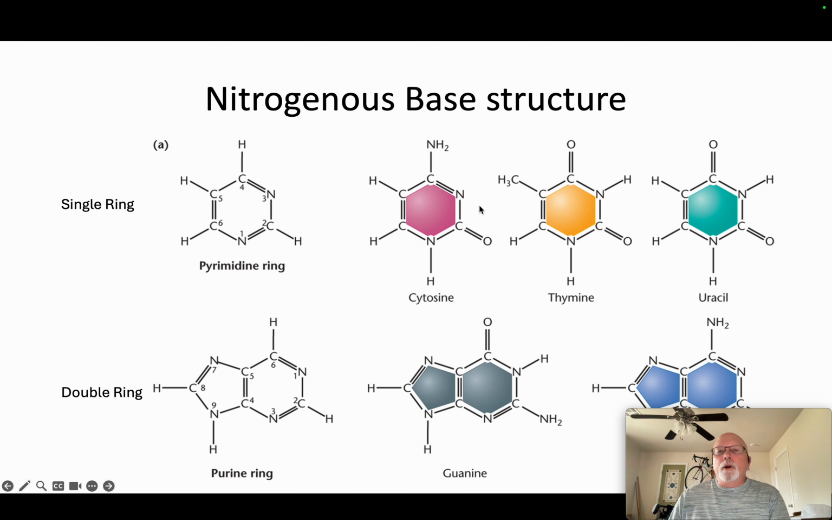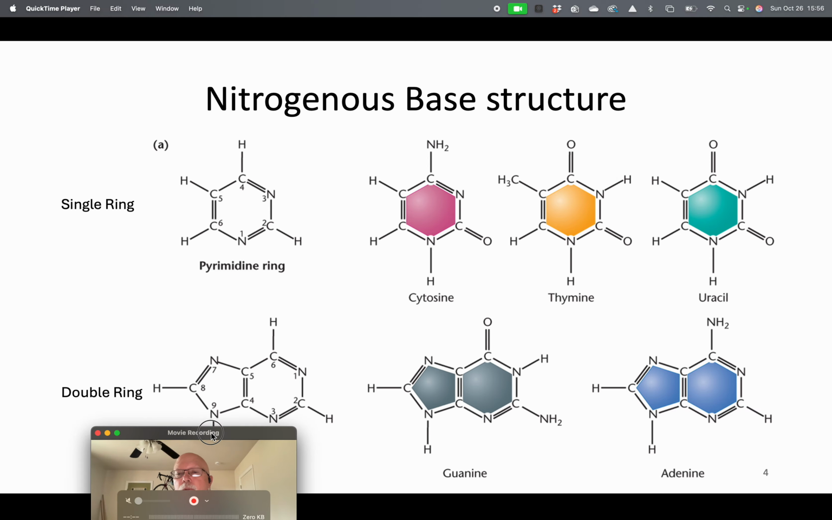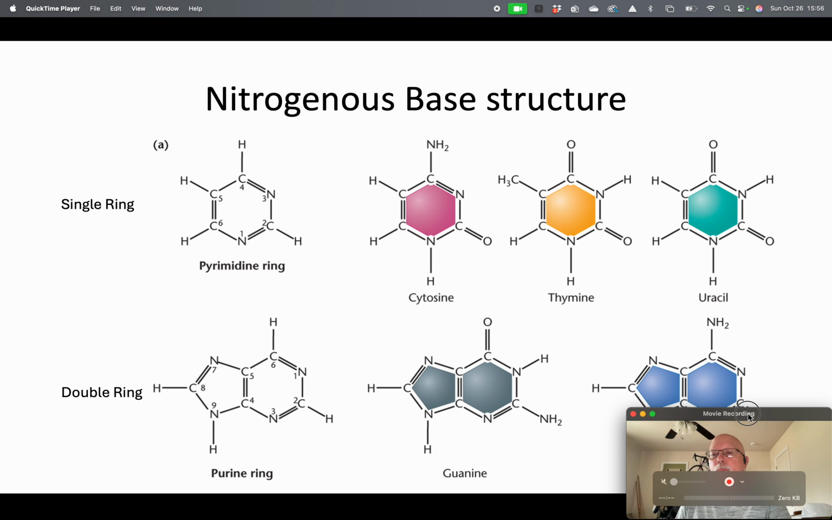Remember that there are different kinds of nitrogenous bases, single ring bases and double ringed bases. Double ring bases are purines, single ring bases are pyrimidines. I always remember it because pyrimidines have the long name, but they're the smaller molecule. Purines have the short name, but are the larger molecule. And remember also that guanine always bonds with cytosine, and thymine and uracil always bond with adenine. This is adenine over here in the corner.